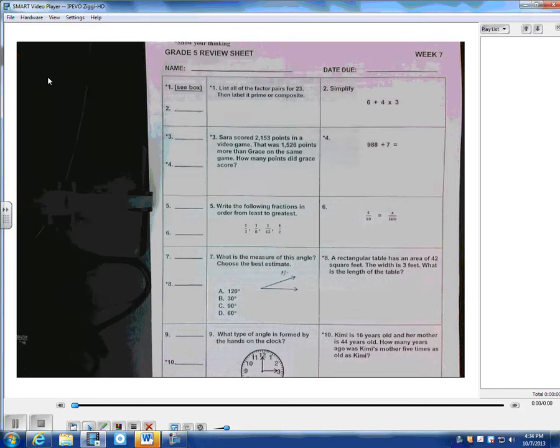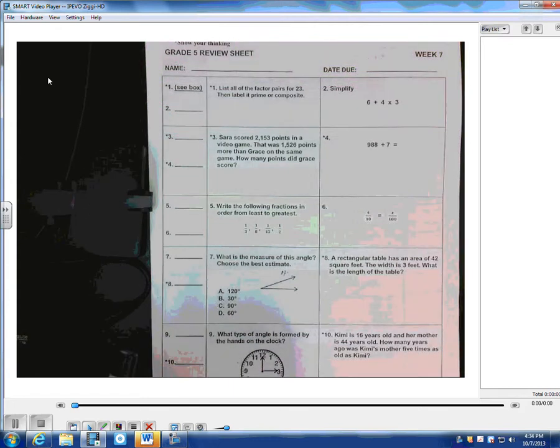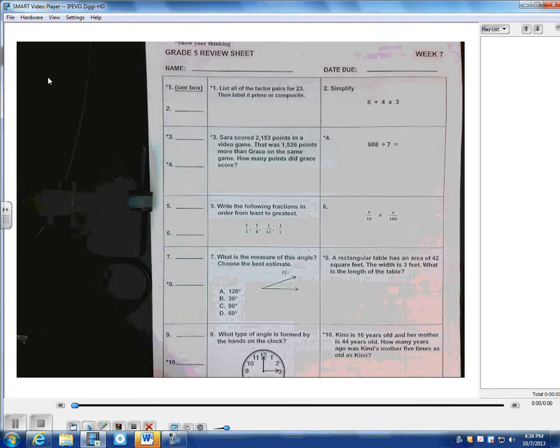Okay, I am going to go over 1 through 5 in this video of your math review sheet for the week. And again, remember, whatever number 1 is, number 11 is going to be the same problem on the back. Same with number 2. Number 2 is going to be just like number 12 and so forth. So once you get the front completed, you should be able to get the back. If you're having any trouble, always refer back to the front and the problems that we went over together.